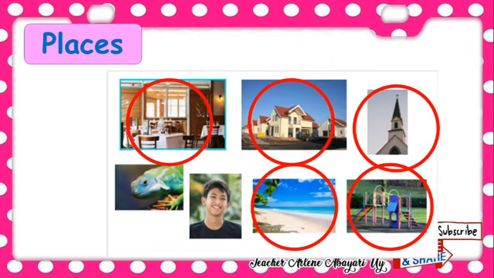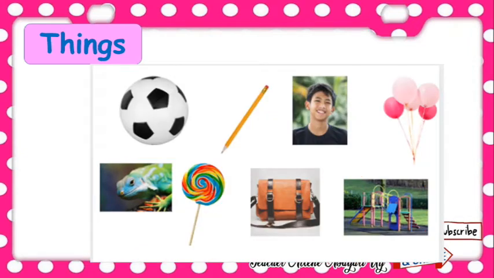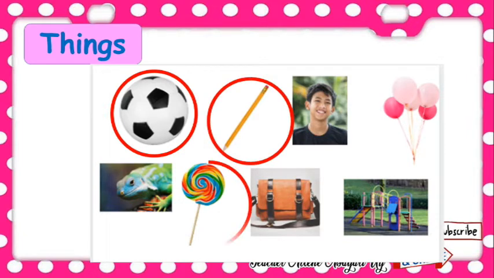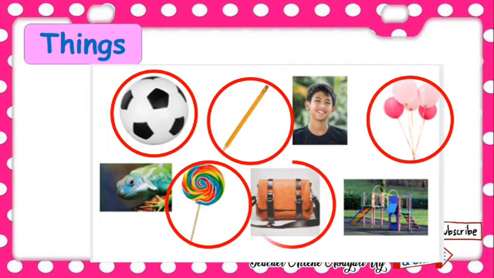Well done! Now, you are going to encircle 5 things that you see on the picture. Are you ready? Begin! Let's see if you got the correct answer. We have ball, pencil, lollipop, balloons, and bag. Did you get the correct answer? Well done! Congratulations!